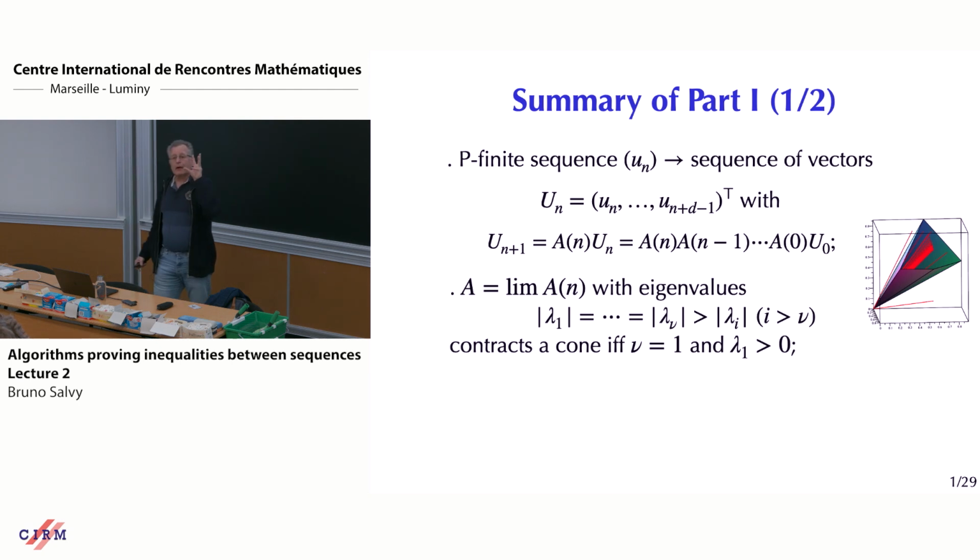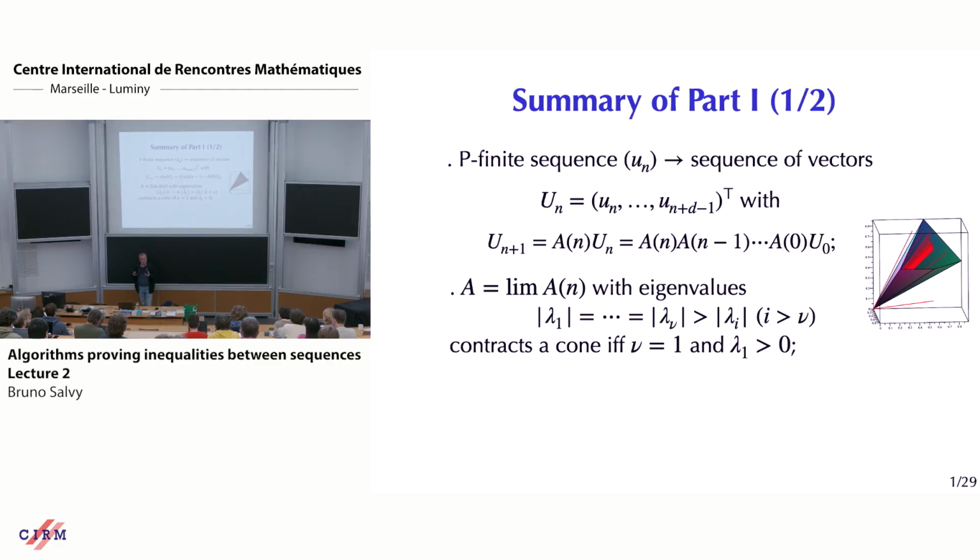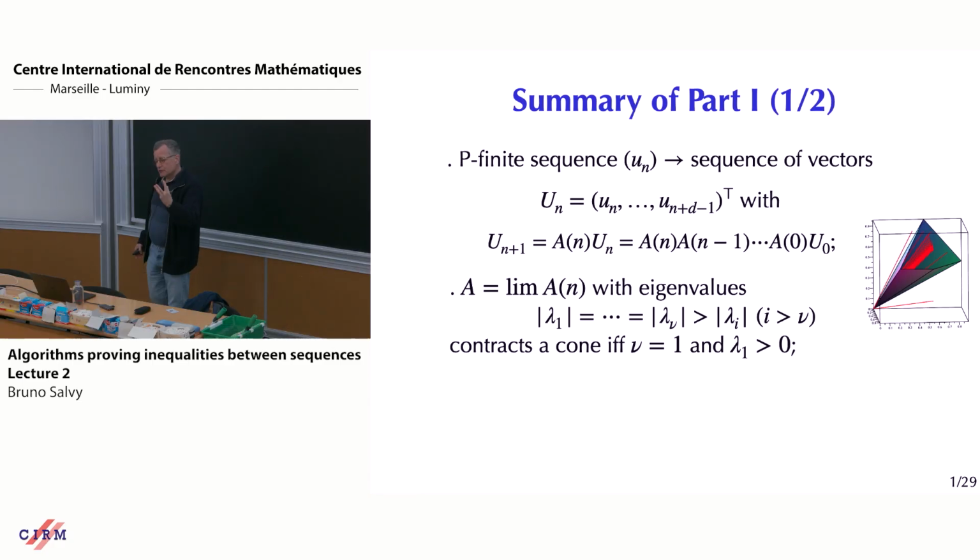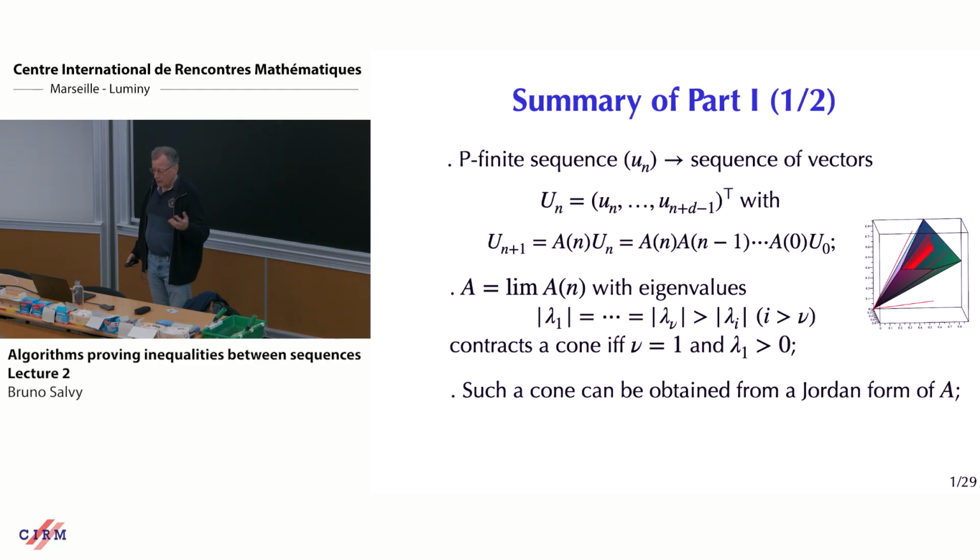And what we saw yesterday is that this limit matrix contracts a cone if and only if there's only one dominant eigenvalue and it's a real positive number. And that captures the asymptotic behavior of the sequence. This I haven't proved yet, but intuitively. And to prove positivity, we will construct a cone around the limit vector. There are many cones contracted by A when it satisfies this, but we've seen a construction by van der Graaf using the Jordan form of the matrix.